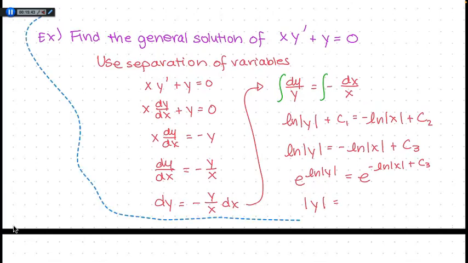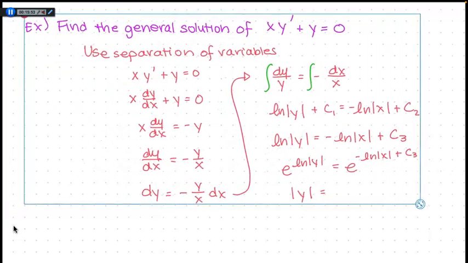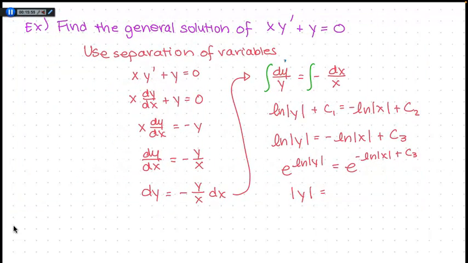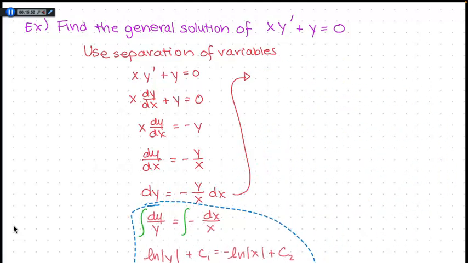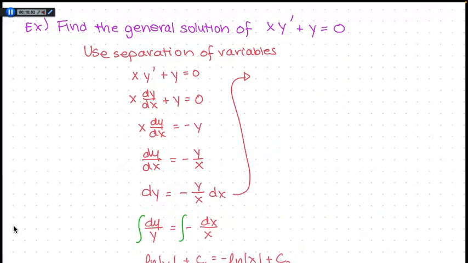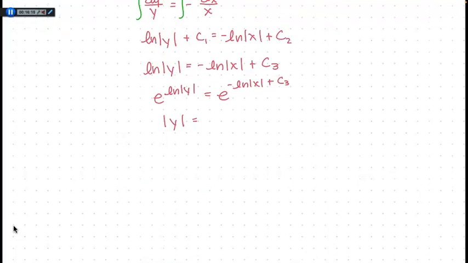I need more room. Hang on one second. Since now I've got all this room, let's move this down here. Okay. That right-hand side. Can I just cancel out the e and the natural log right now? Why not?